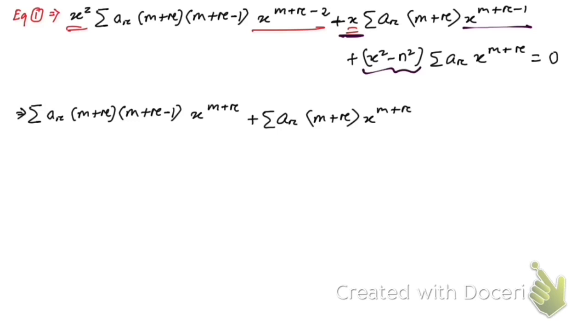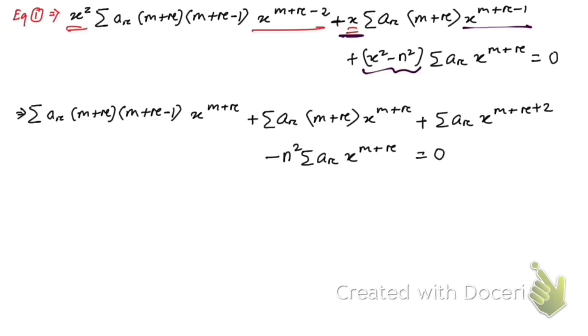Now let me open this bracket. Then we're going to have plus x square into this, which is going to be equal to x to the power m plus r plus 2, right? Then minus n square summation ar x to the power m plus r, that's what we have, equal to 0.